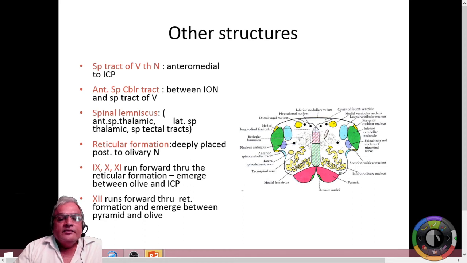And then the 9th, 10th, and 11th nerves, which run forward through the reticular formation to emerge between the olive and the inferior cerebellar peduncle. So here they should come out through this groove, whereas the hypoglossal nerve you've seen comes out between the pyramid and the olive. So it comes out like this, whereas these 9th, 10th, and 11th will pass through this groove.